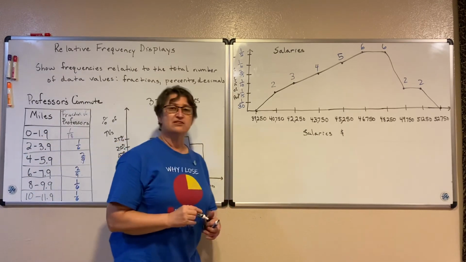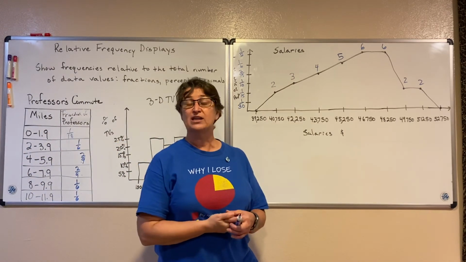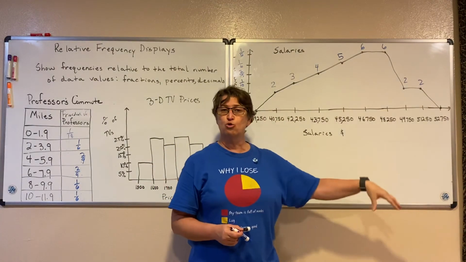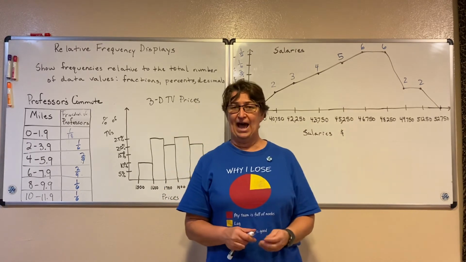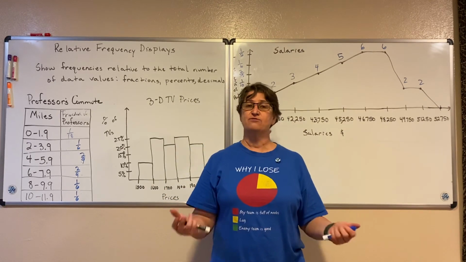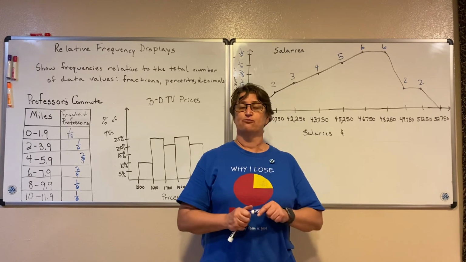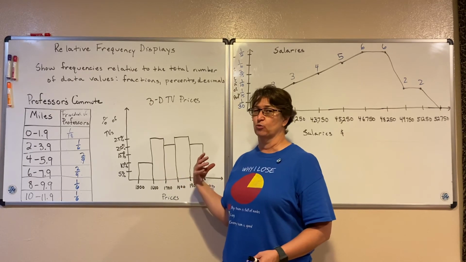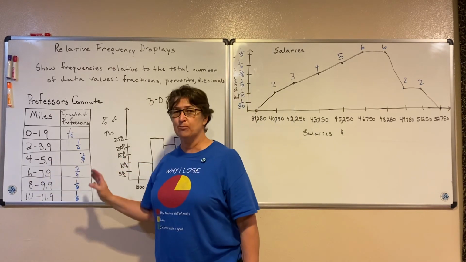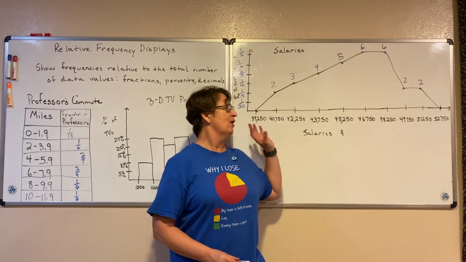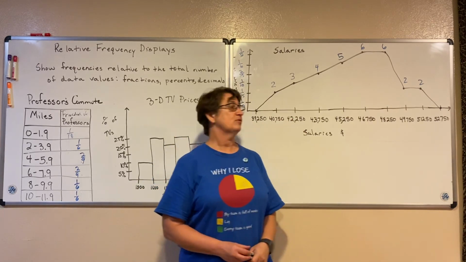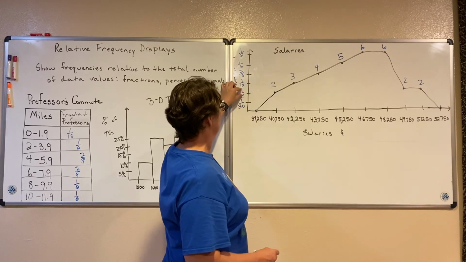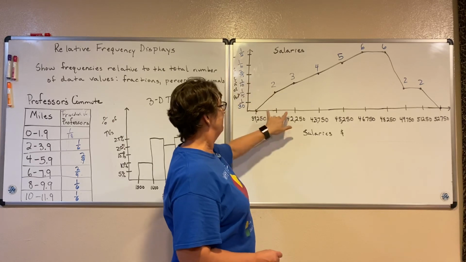To make it into a relative frequency display, we just take our frequencies and put them over the total number of data values that we have. There is some loss of data the minute we make it into a relative frequency distribution. We no longer know how many TVs were recorded. We no longer know how many professors commuted, and we no longer know how many of these salaries were collected. But we do know that however many were collected, 1/15 of them fell in that range.